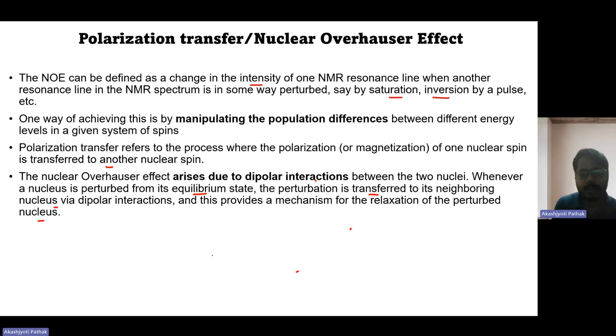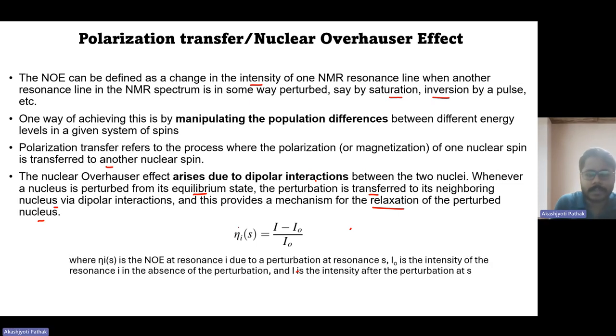So as I have just explained, say that nucleus A is excited by a radio frequency pulse. When it comes back to its equilibrium state, it transfers the nuclear spin to another nucleus with which it is in dipolar interaction. So by way of transfer, it is able to relax to its equilibrium state. And this is given by this equation: eta IS is equal to (I minus I0) by I0.